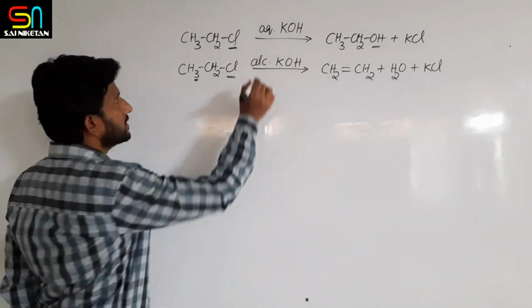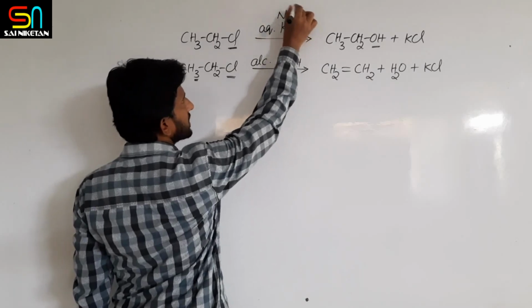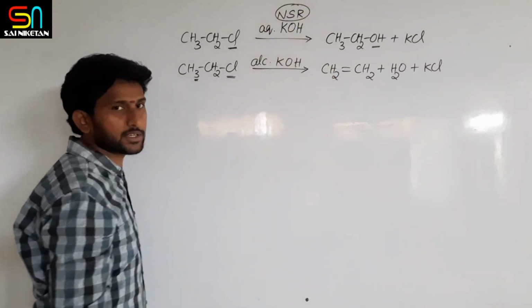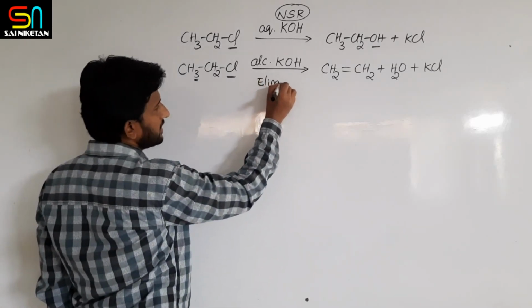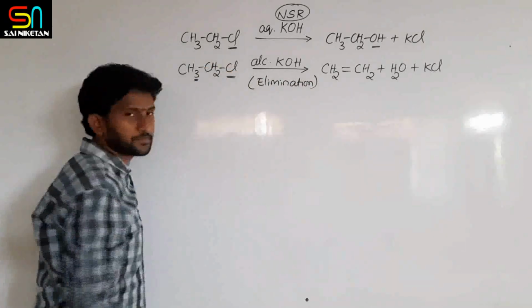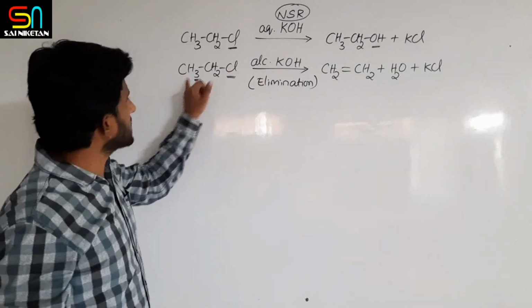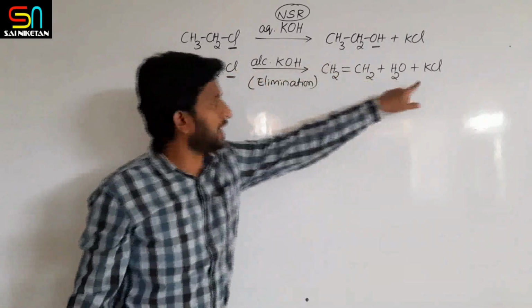Means what? Aqueous KOH is undergoing which reaction? Nucleophilic substitution reaction. With alcoholic KOH, what is happening here? Elimination is happening because alkene is formed as a product. Hydrogen is eliminated with OH minus as water, and chlorine is eliminated with K as KCl.